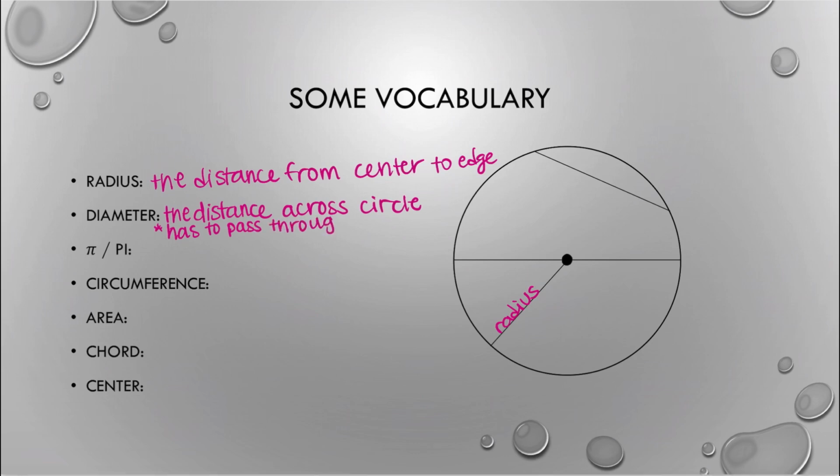If it doesn't pass through the center, it's actually going to be called a chord. So a diameter would be this part here, because it goes all the way across.